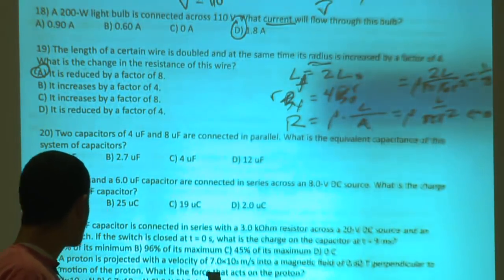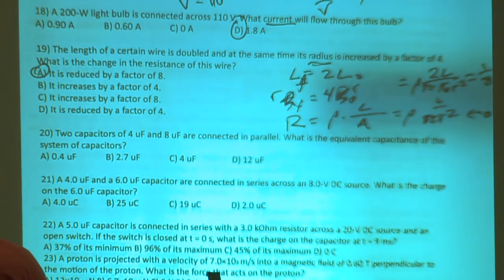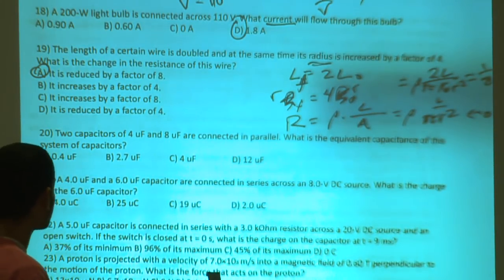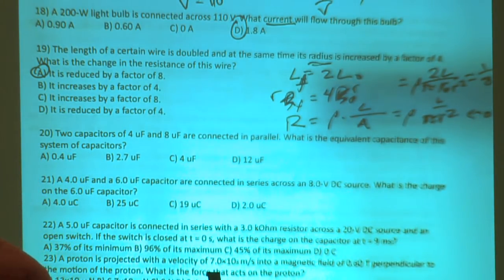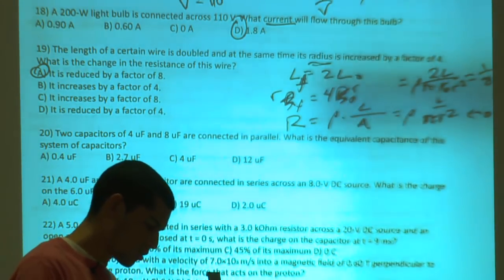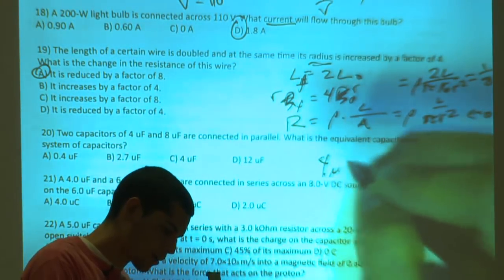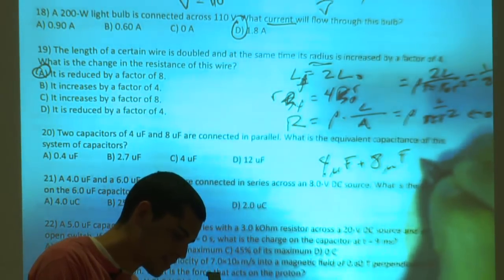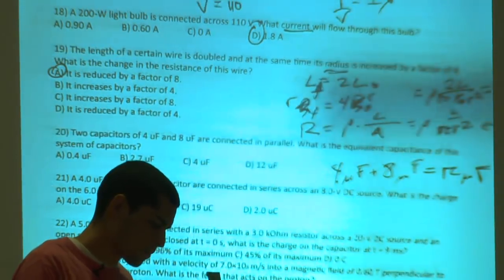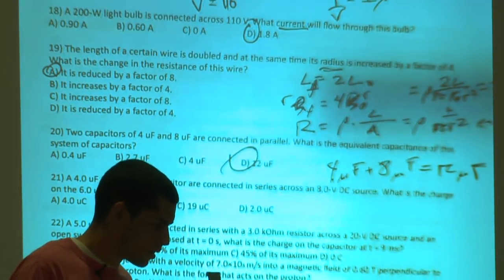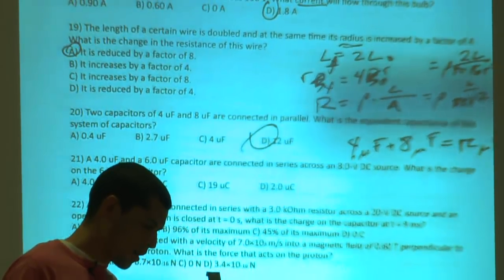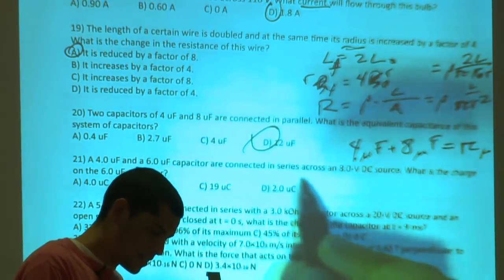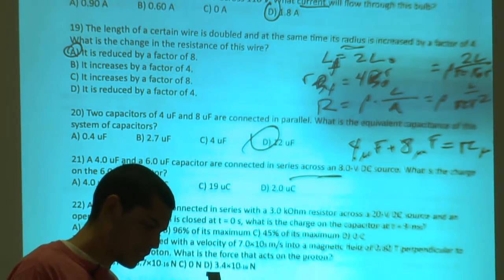Two capacitors of 4 microfarads and 8 microfarads are connected in parallel. What is the equivalent capacitance of the system of capacitors? So how do we add capacitors in parallel? Do we simply add them or inversely add them? Simply add them, right? So we take 4 microfarads plus 8 microfarads to give us 12 microfarads. And then bam, cake, right? Let me just see that it's not a trick or anything. Cool, D is correct.